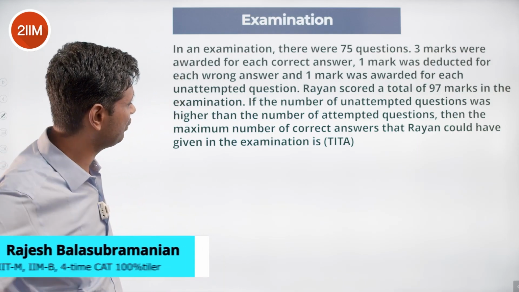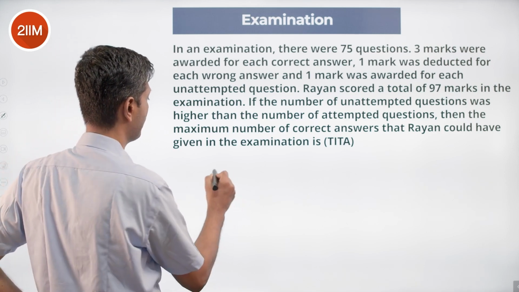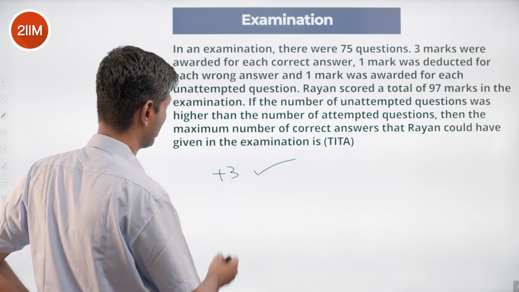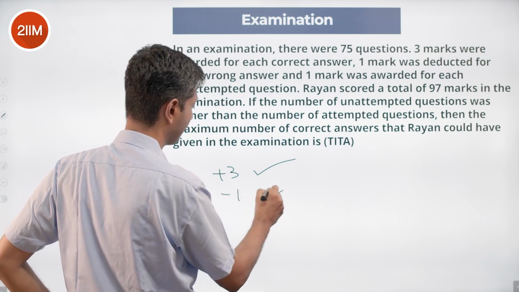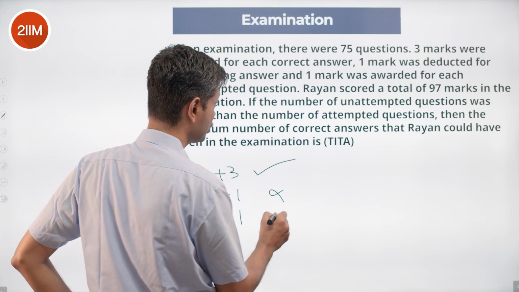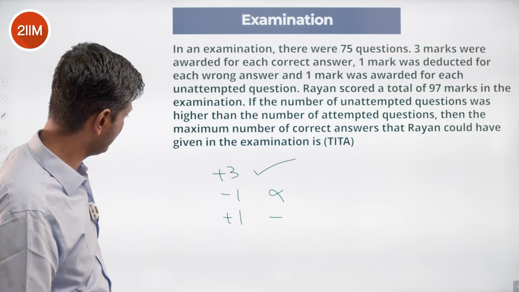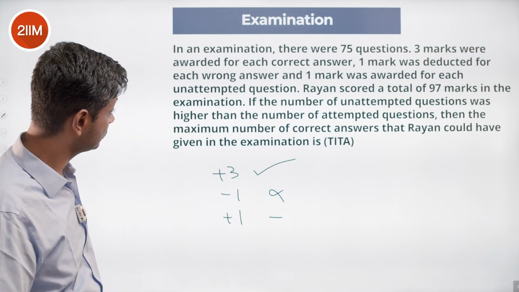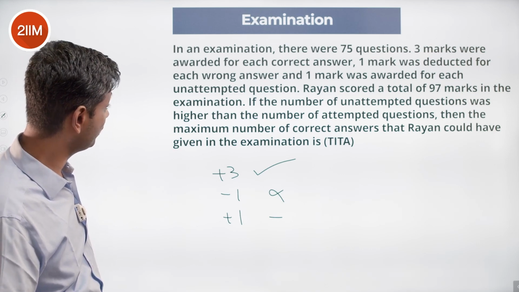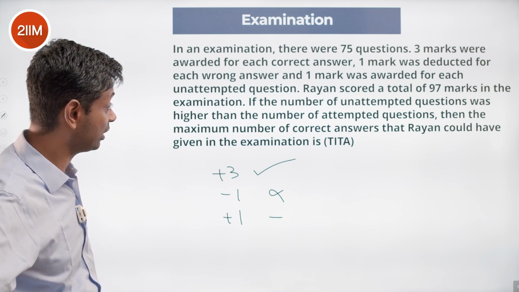In an examination, there were 75 questions. 3 marks were awarded for each correct answer. 1 mark was deducted for each wrong answer. And 1 mark was awarded for each unattempted question. Plus 3, minus 1, plus 1. Ryan scored a total of 97 marks in the examination. The number of unattempted questions was greater than the number of attempted questions.